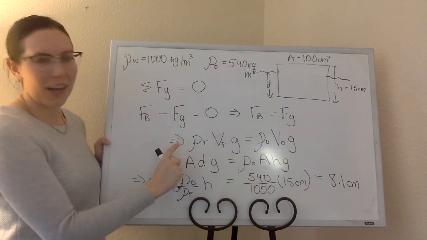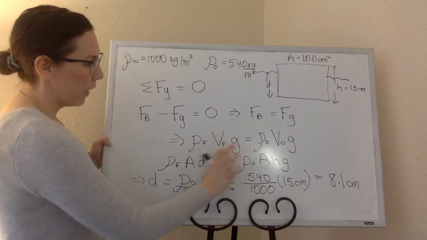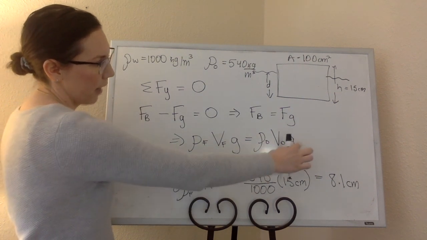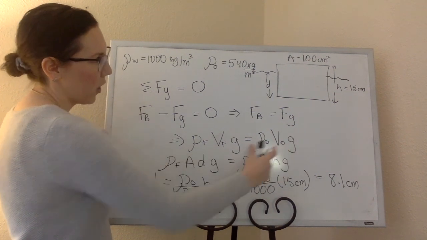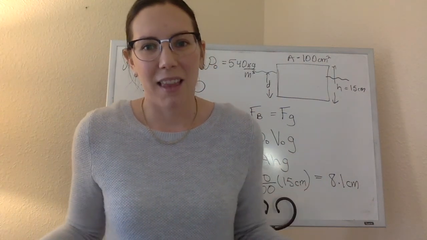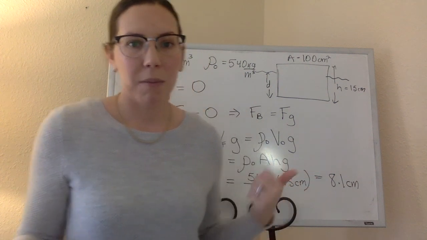So I can plug in on either side. Rho F V g for the buoyant force equals density of the object, V naught, times G. And this is the mass of the object, which if I had, I could put it there, but instead we have the density and dimensions to find the volume. So we might as well plug that in.